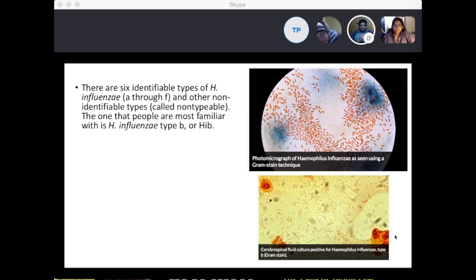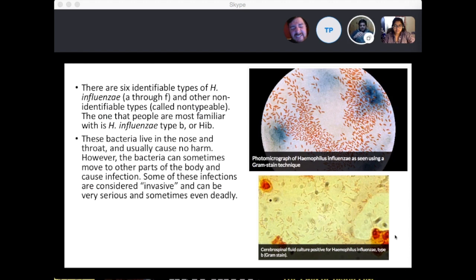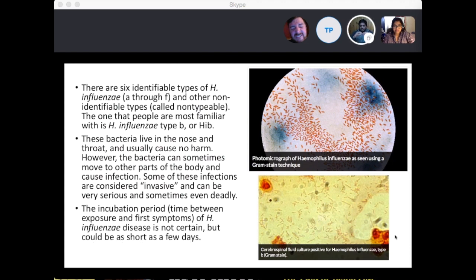This is just general stuff. There are 6 identifiable types of Haemophilus, and there are other non-identifiable types. The most common that people are familiar with is H. influenzae type B. These bacteria live in the nose and the throat and usually cause no harm. However, the bacteria can sometimes move to other parts of the body and cause infections. These are considered invasive, and they can be very serious and sometimes deadly. The incubation period is not really certain, but it could be as short as a few days.